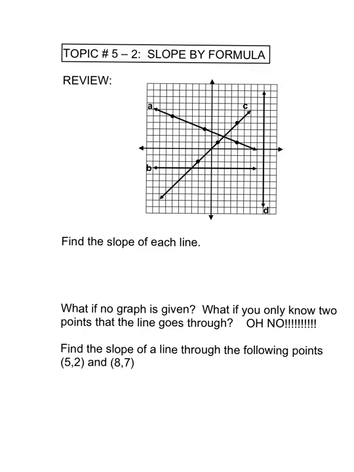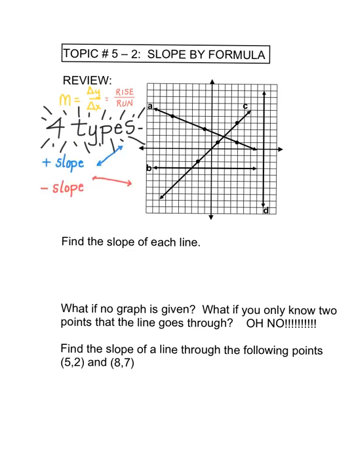Today we'll be discussing slope by formula. To begin with, remember that slope is equal to the change in y over the change in x, or the rise over the run. There are four types of slope: positive slope, negative slope, zero slope, and undefined slope. Now we'll find the slope of each line.